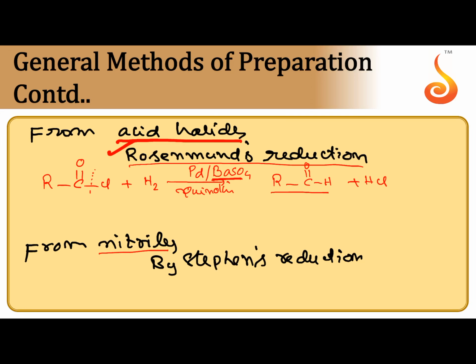Next one, from nitriles, the name of the reaction is Stephen's reduction. Let us take nitrile RCN. This is nitrile, alkane nitrile. When it is subjected to reduction by HCl and SnCl2, pi bond is broken. RCH=NH, aldimine is obtained as an intermediate. Aldimine undergoes hydrolysis later, forming aldehyde and ammonia. So RCHO is formed. This method is also used for the preparation of aldehydes only.